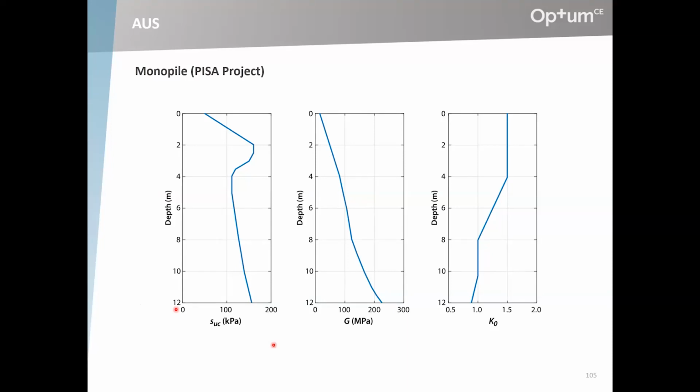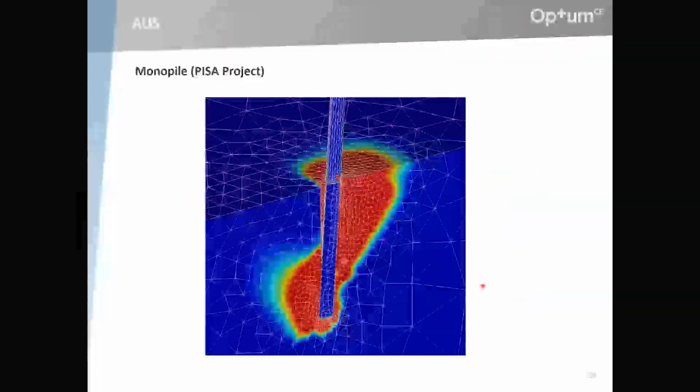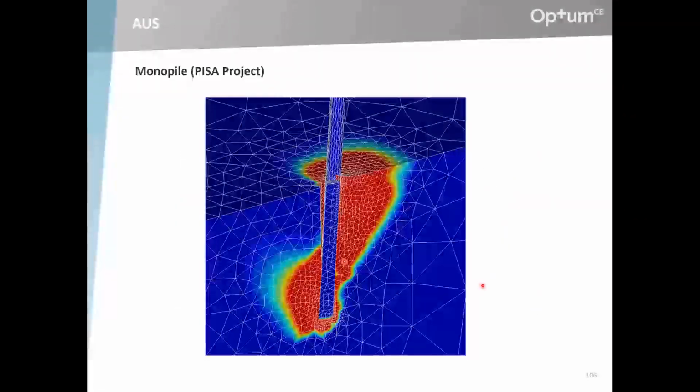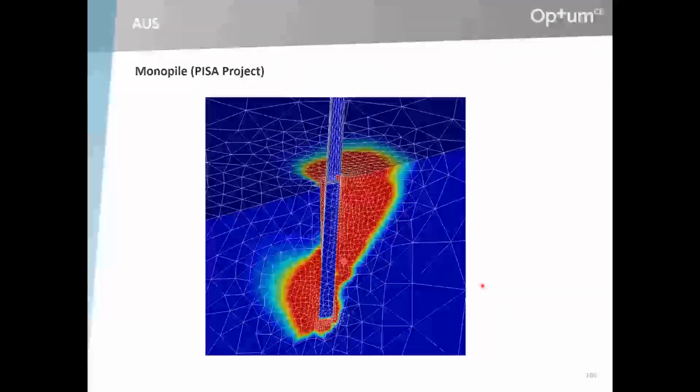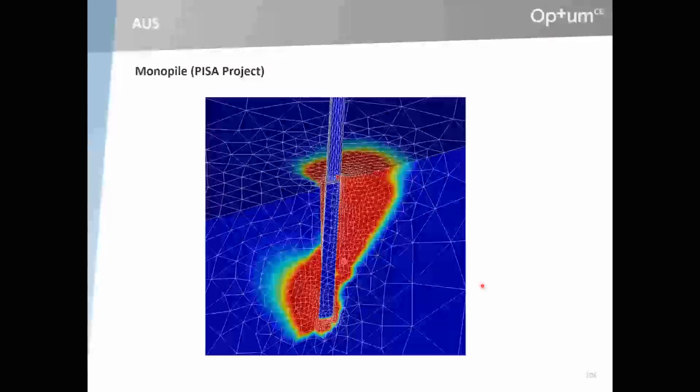Then G naught or G max, the small strain stiffness, and K naught, the earth pressure coefficient. So all this is direct input to the model. There's no need to go back and forth as you would do in, say, an effective stress model using effective stress parameters. So that's one of the attractions of these total stress models, that you make direct use of the site investigation data.